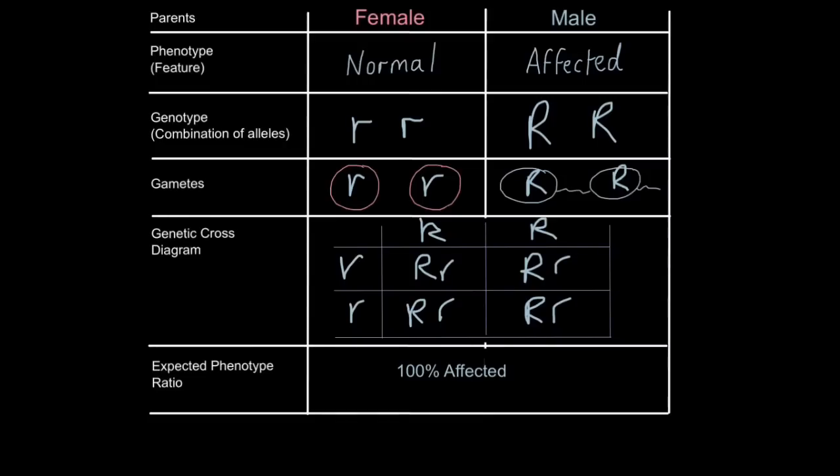Remember, it's a dominant condition, so this is the allele which gives you that characteristic, and every single genotype contains one copy of the dominant allele. These are really easy, but definitely practice makes perfect.